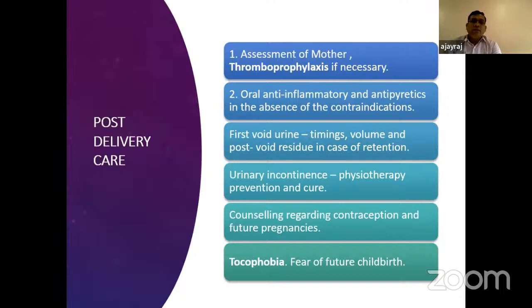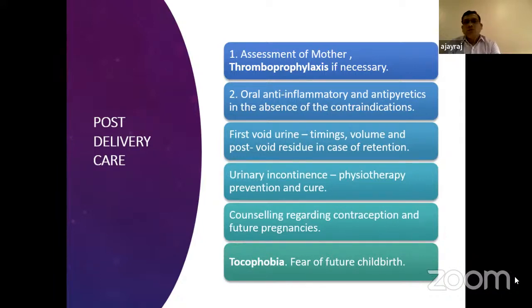First void urine timings should be noted carefully. The volume of the urine and post-void residue in case of retention of urine. Urinary incontinence: if we observe any kind of urinary incontinence, or if there is a chance of it, then postpartum physiotherapy for prevention and cure of the urinary incontinence. Counseling regarding contraception and future pregnancies.